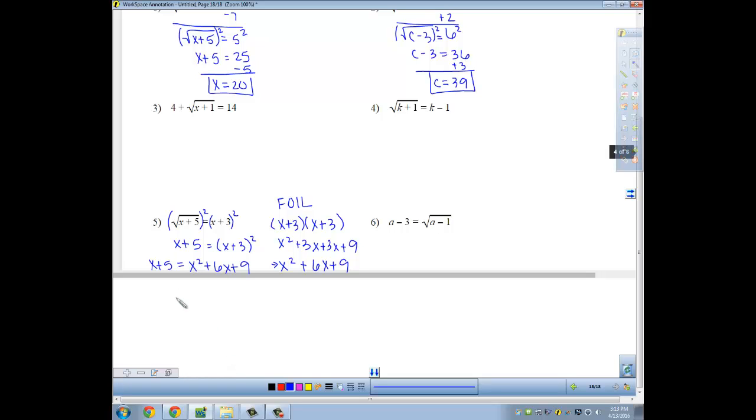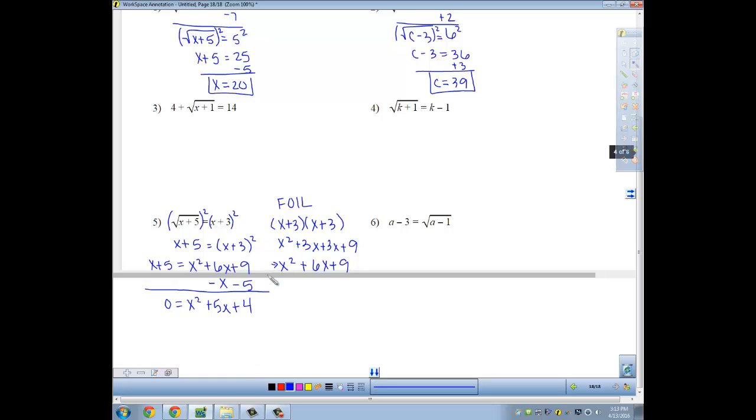Now I need to combine my like terms, so I need to move this x plus 5 over to the right side to combine my like terms. So it was a positive x, so over here I'm going to subtract x with my other x. It was a positive 5, so I'm going to subtract 5 over there with my constant. So this x plus 5 went to the other side, so now I just have 0 on the left. I'm going to bring down my x squared. 6x minus x is 5x, and 9 minus 5 is 4.